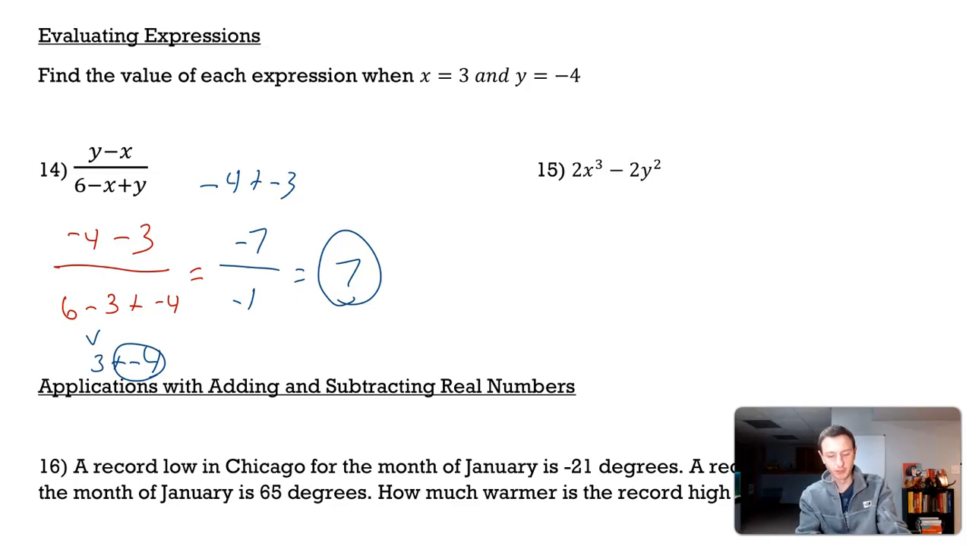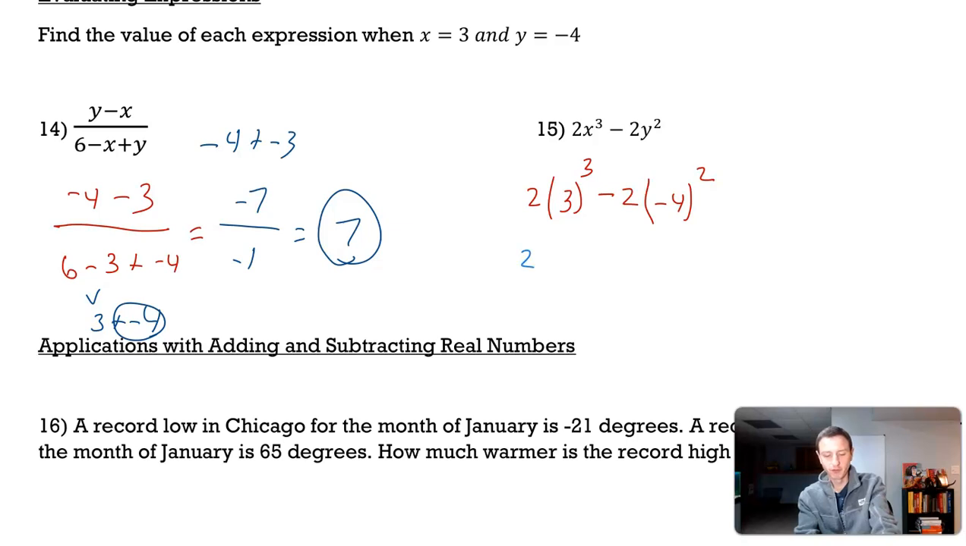$15, good evaluation here. What do we have? We have 2 times the x value being raised to the third, minus 2 times the y value being raised to the second. So 2 times the x value of 3 being raised to the third, minus 2 times the y value of negative 4 being raised to the second.